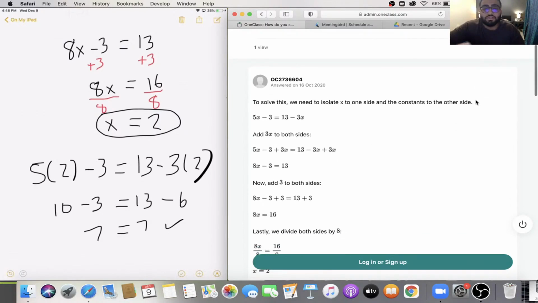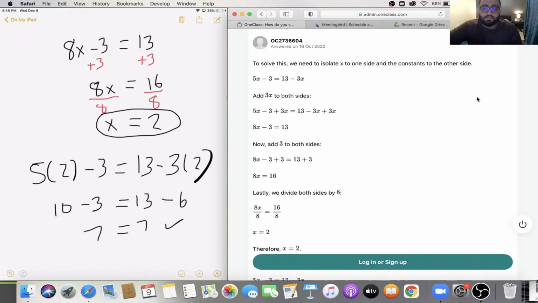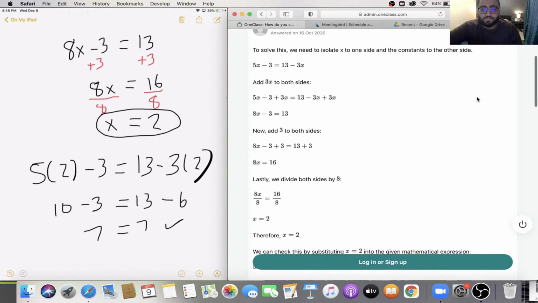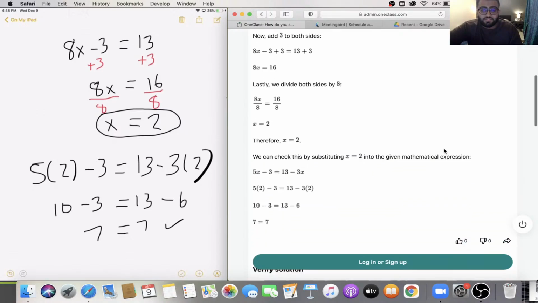Let's see how our junior tutor did it. So to solve this, we need to isolate x to one side and the constants to the other side. Then we're going to do that by adding 3x to both sides. That gives us 8x minus 3 equals 13. And now to get the 3 to the other side, we're going to add 3 to both sides. So we have 8x equals 16. And now we're going to divide both sides by 8, which gives us x equals 2.